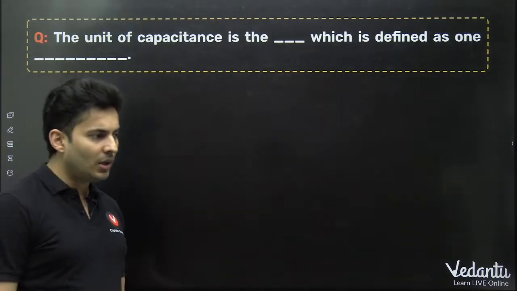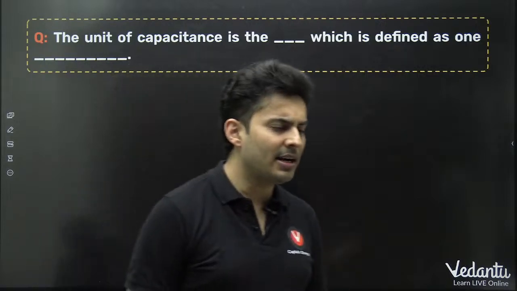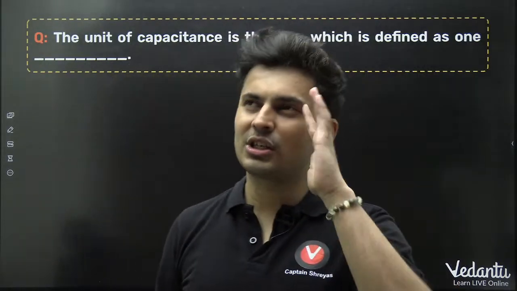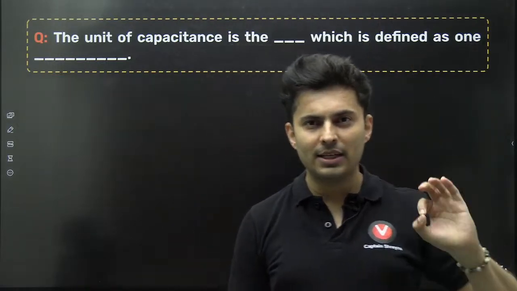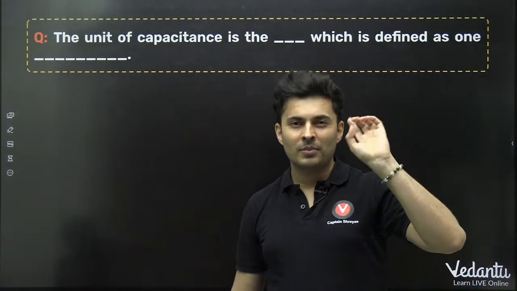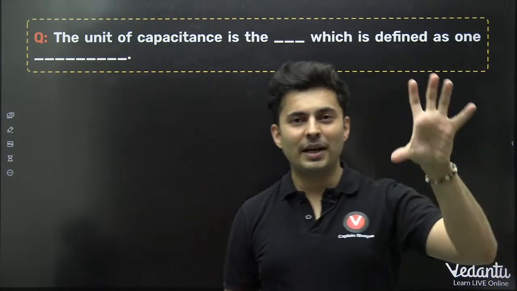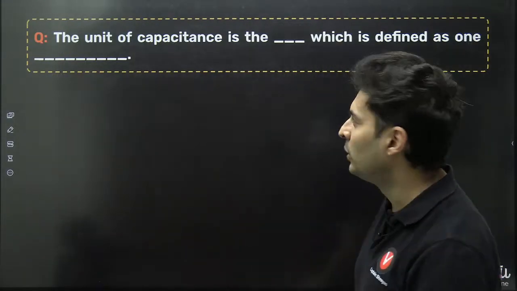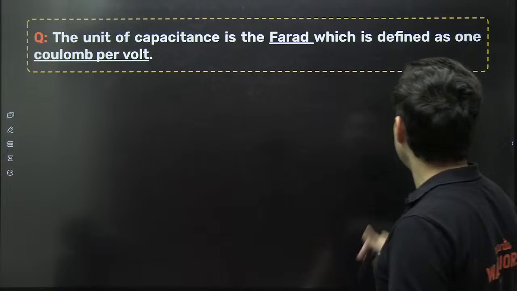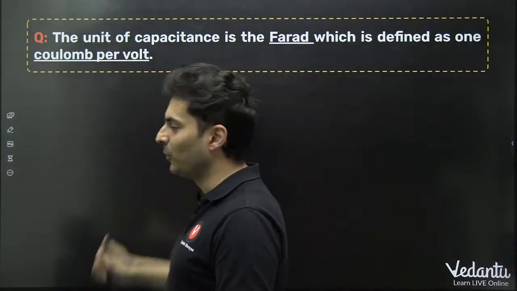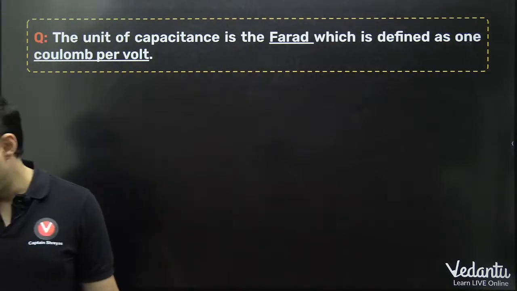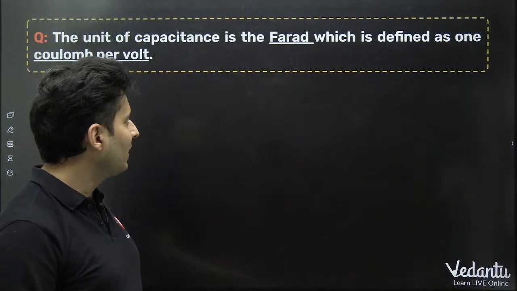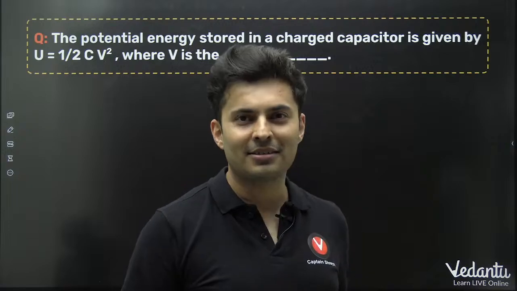Unit of capacitance. We all know it is farad. How do you define farad? Because Q is CV, C is Q by V, charge by voltage. The 1 farad will be 1 coulomb of charge stored per volt. So 1 coulomb per volt, exactly. Farad is 1 coulomb per volt. Very good. Next one coming up on your screen.